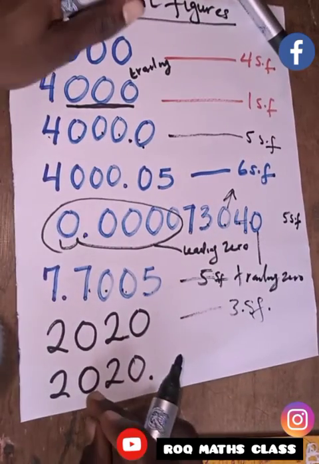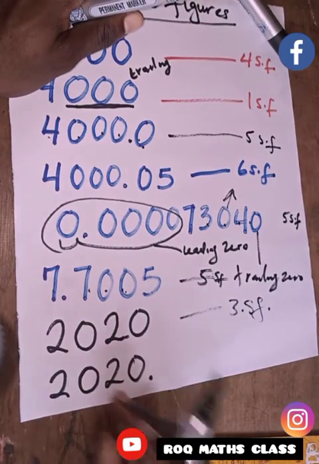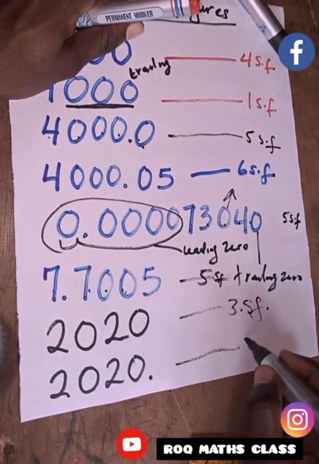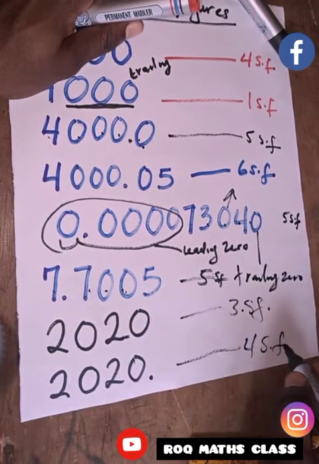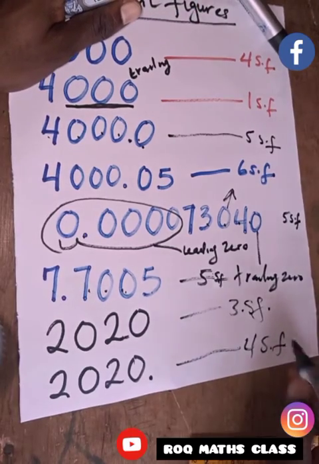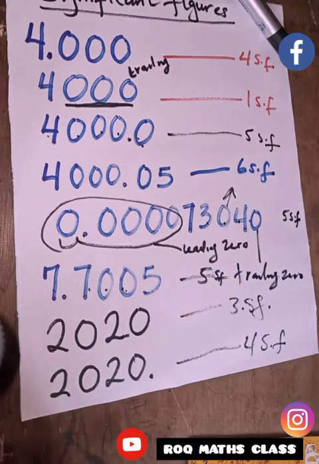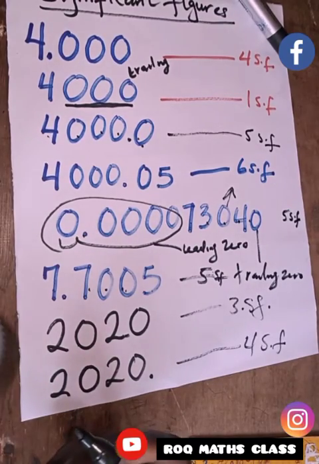Now what about 2000 and 20 point? This is the same thing: 4 significant figures because it has a decimal point. So this is the difference between significant figures and decimal places.